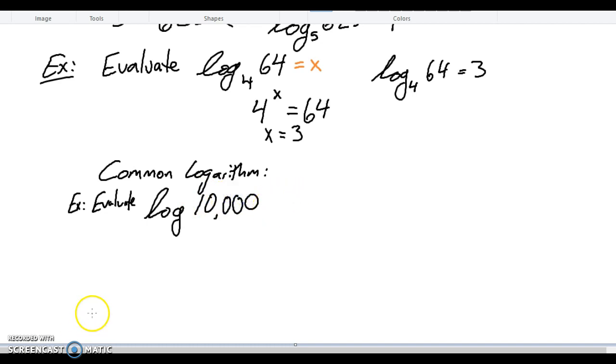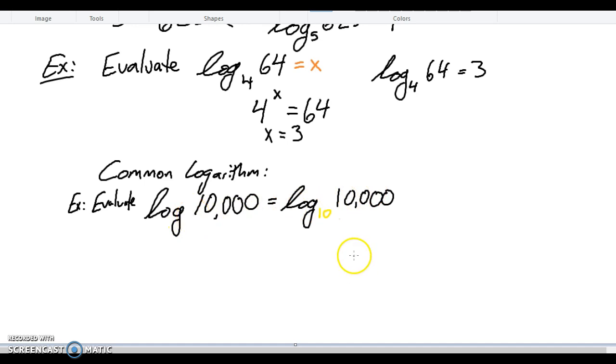Ooh, I don't see a base here. We're missing a base. Well, whenever we see the word log with no base, this is the same thing as saying log base 10. And that's what we call the common logarithm. Log base 10 is common enough.